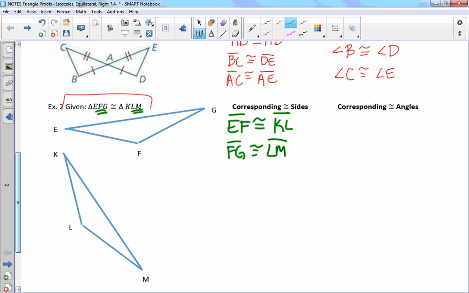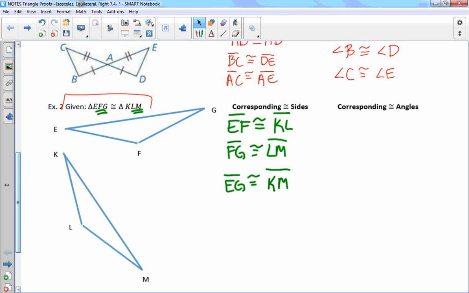Okay, we've done first two. Last two, this is the one sometimes people forget. What's the other option? Yeah, the outsides. EG. Or GE is the same. The outside EG has to be congruent to KM.